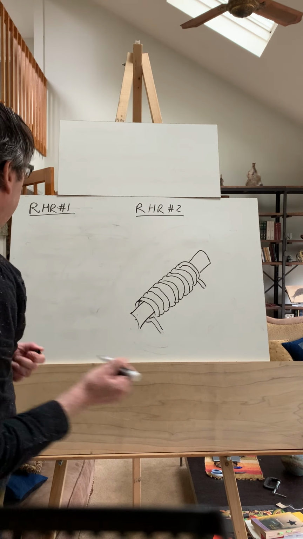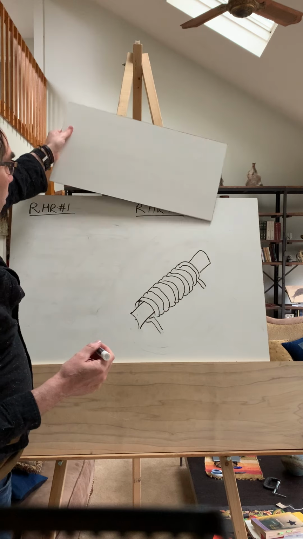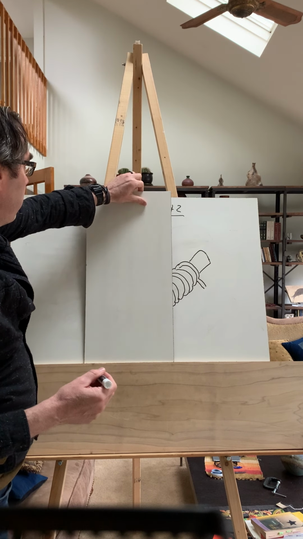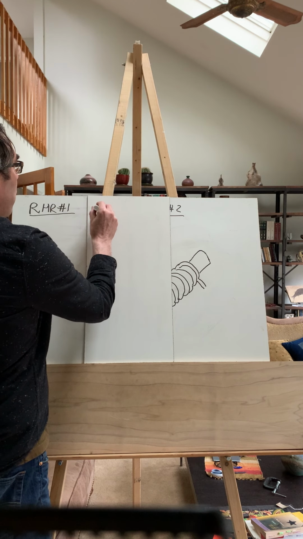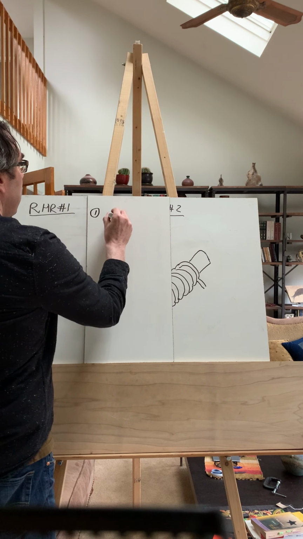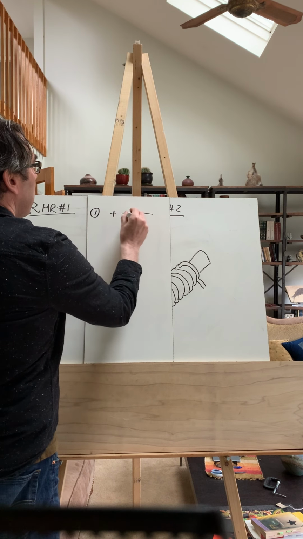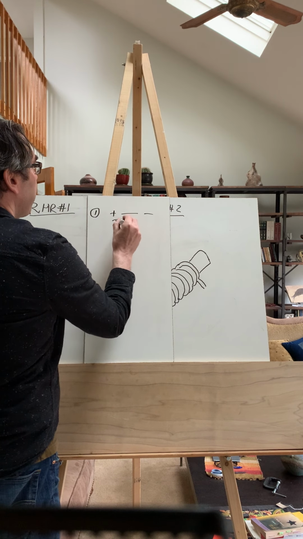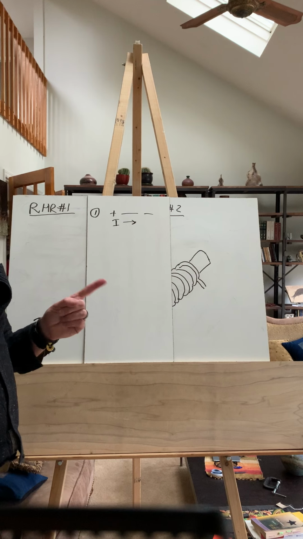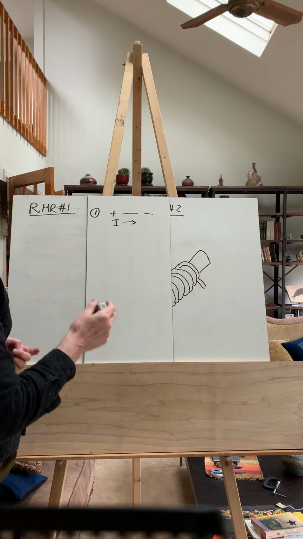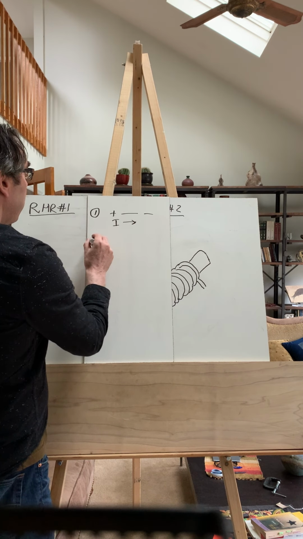Okay, first, a couple of things you need to know about the conventions for representation. Number one, current goes from positive to negative. So whenever you see a positive and a negative sign, that's telling you the direction of the current.